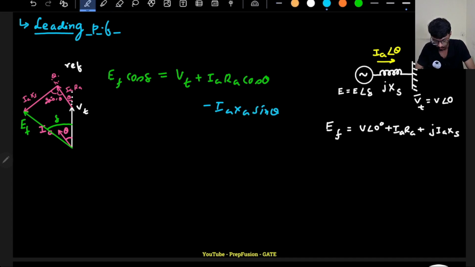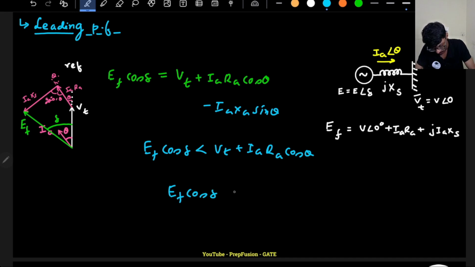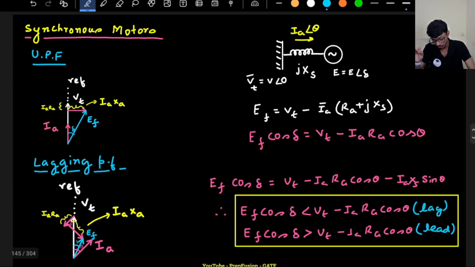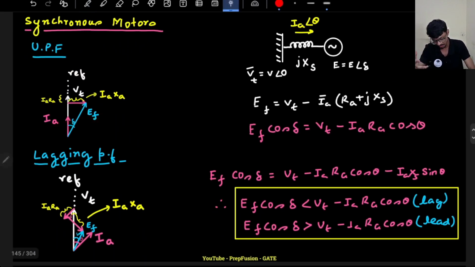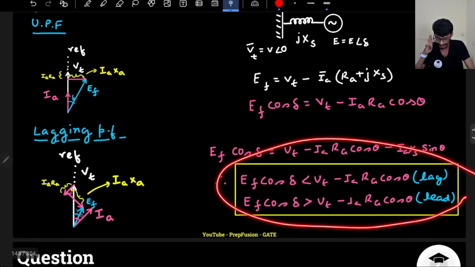Okay, so here if you see, I'm subtracting something from this value. That basically means that my EF cos delta will be lower than Vt plus IRA cos theta, in case of a leading load. Or you can directly write that my EF cos delta will be lower than Vt. Okay, so I hope you have understood this. Now for motor, just the opposite. You draw the phasor diagram, you will see, you will get the results. You will just arrive to opposite.